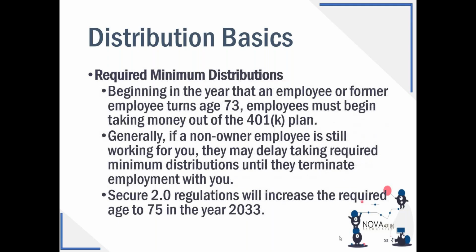Required minimum distributions. This is when distributions need to begin. It's at age 73 that they need to start taking out their money. There's a formula for calculating that, and it's based on the balance as of the previous plan year. 5% or more owners are required to take minimum distributions from the plan once they reach 73. However, most plans allow employees who are not owners to defer their minimum distribution until they've actually separated from employment. And the Secure 2.0 regulations are changing this age. We've seen it change just recently from age 70.5 to 73, and now it will be changing to age 75 in the year 2033.